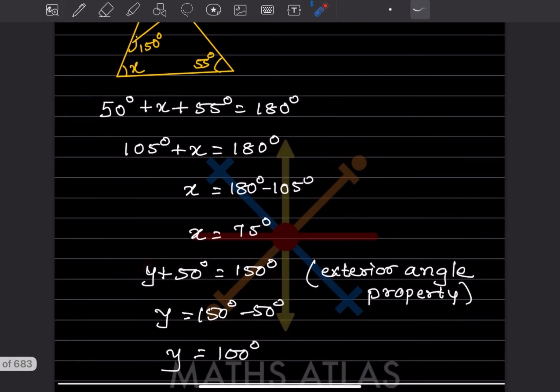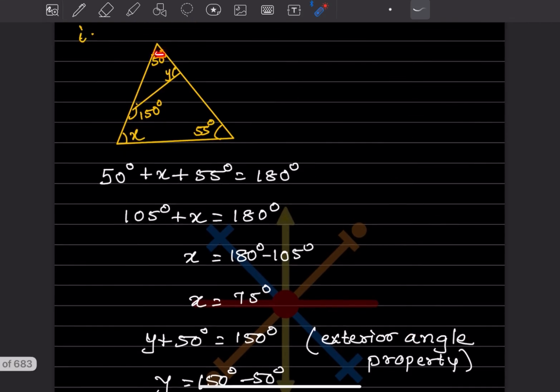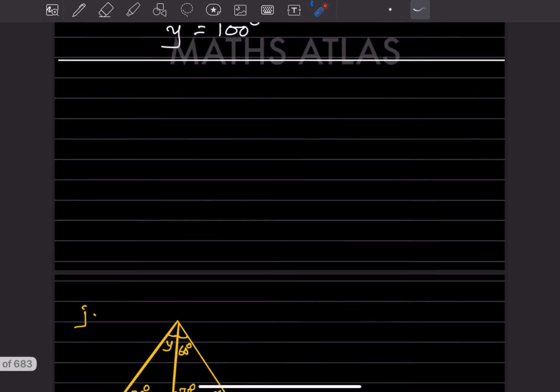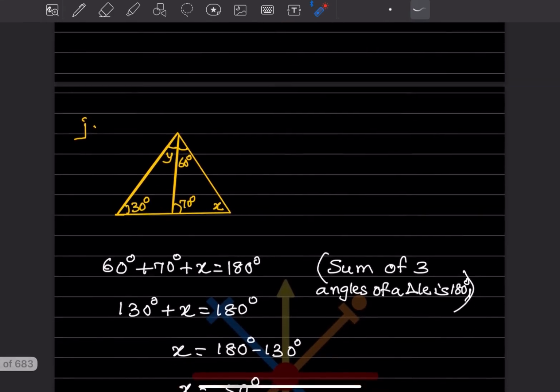We can write the reason, exterior angle property. So this is the important step. So here y will be 150 and this will go here, that is going to be minus 50. So y is going to be 100.